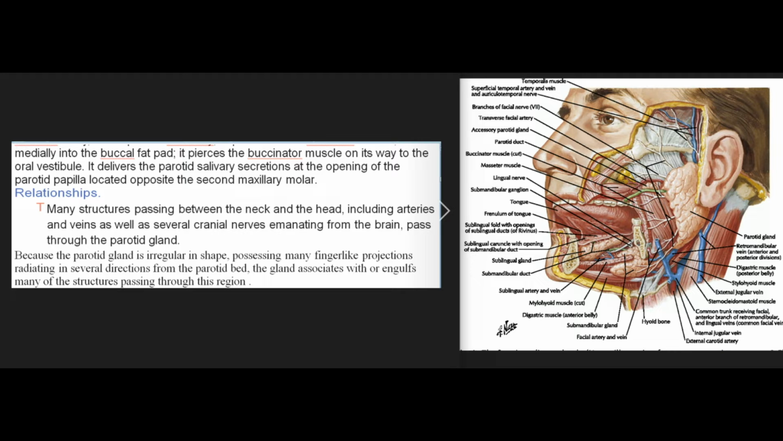Relationships. Many structures passing between the neck and the head, including arteries and veins as well as several cranial nerves emanating from the brain, pass through the parotid gland. Because the parotid gland is irregular in shape, possessing many finger-like projections radiating in several directions from the parotid bed, the gland associates with or engulfs many of the structures passing through this region.